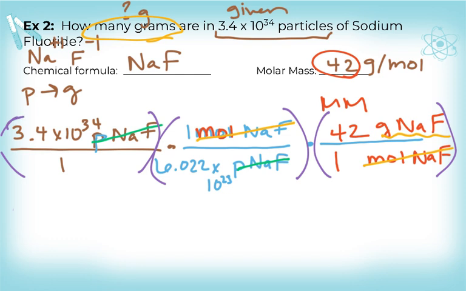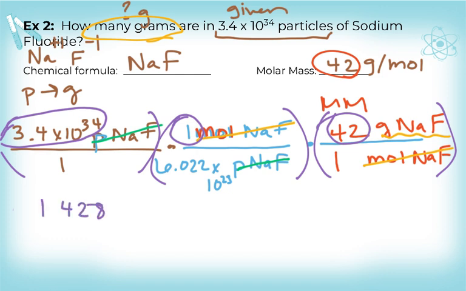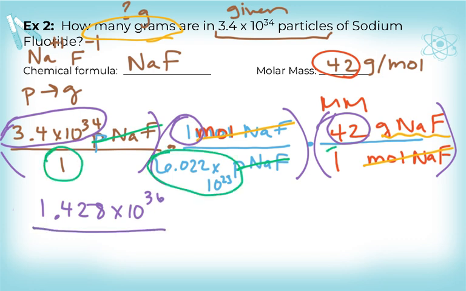Otherwise, I will multiply all my numbers in my numerator. So 3.4 times 10 to the 34th times 1 times 42. And that's 1.428 times 10 to the 36. And then I'm going to divide that by all of the numbers in the denominator multiplied together. The nice thing is it's 1 times that 6.022 times 10 to the 23rd times 1, so it's just that 6.022 number. And then we're going to divide those two.